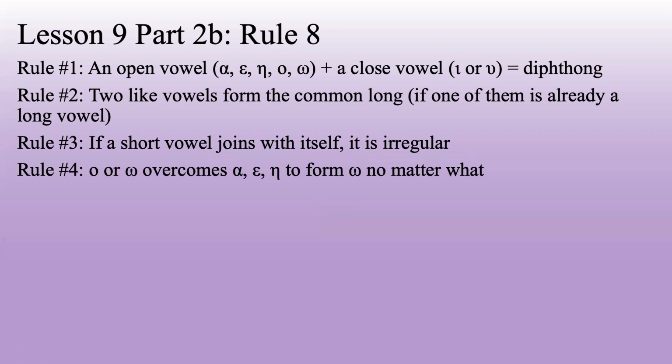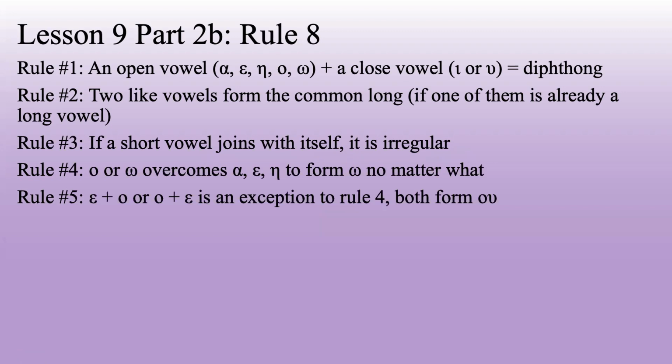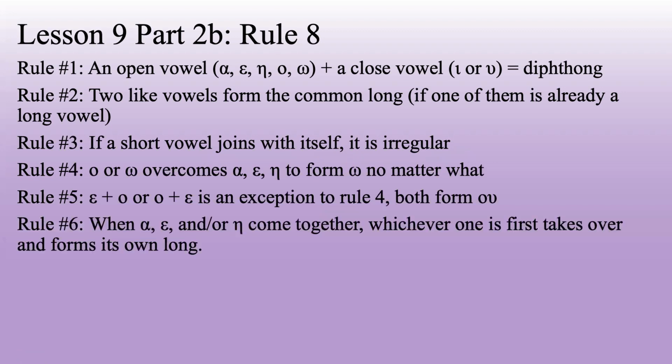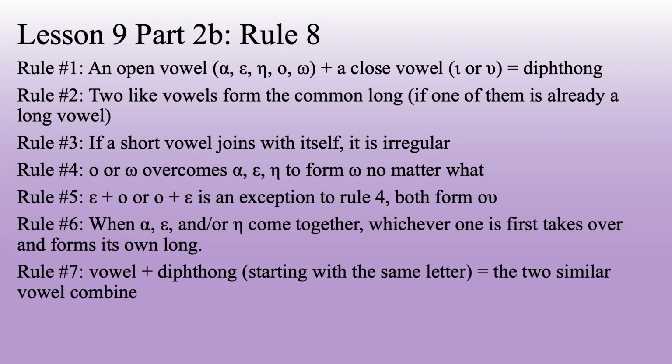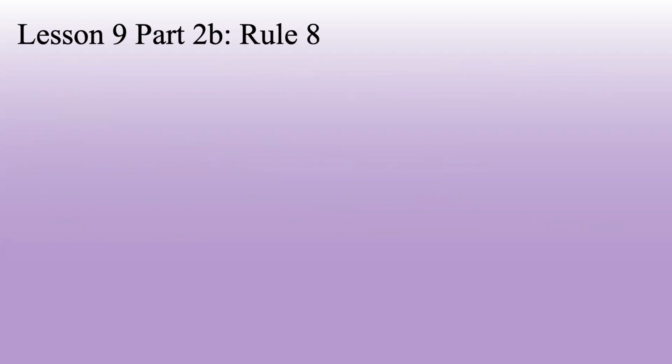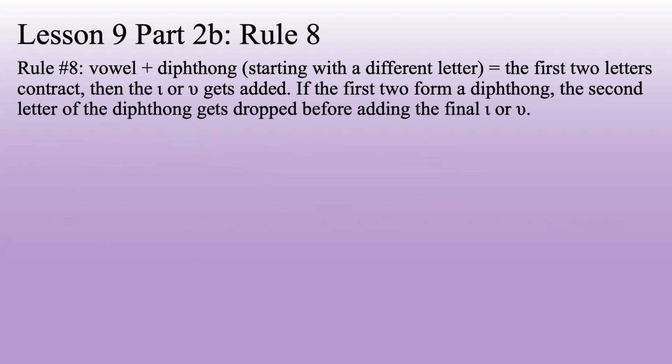Omicron or omega with alpha, epsilon, or eta forms an omega unless it's epsilon plus omicron in either order, which forms an oo. Any combination of alpha, epsilon, or eta: the first one takes over and makes its own long. And then our first diphthong rule, a vowel plus a diphthong that starts with the same letter, the two similar vowels combine. Rule number 8 is a bit tricky.